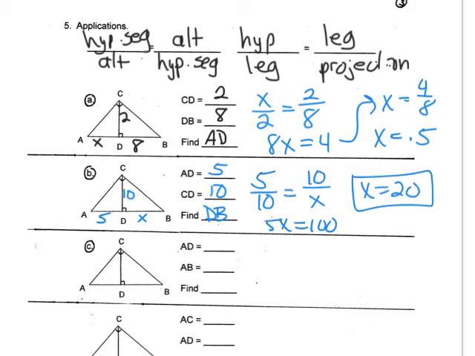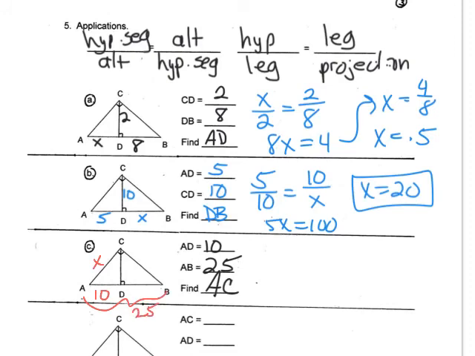Alright, the next one is going to use the other setup, because if you look at it, we're going to have AD is 10 and AB is going to be 25. So in this case we want to find AC. So this is different. The altitude is not involved. So we know that the leg is going to be the mean proportional between the hypotenuse and the projection. So let's set this up. The leg is going to be AC, so that's going to be x. And AD is going to be 10, and AB is going to be 25.